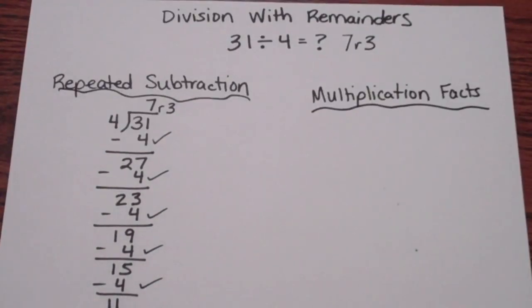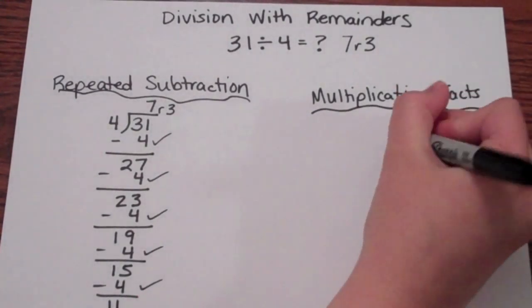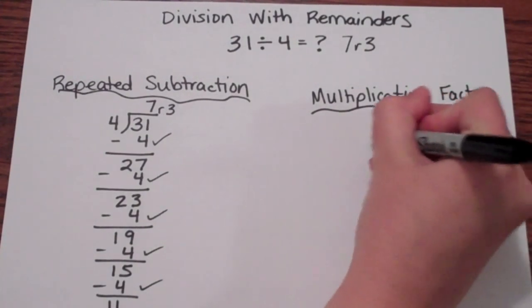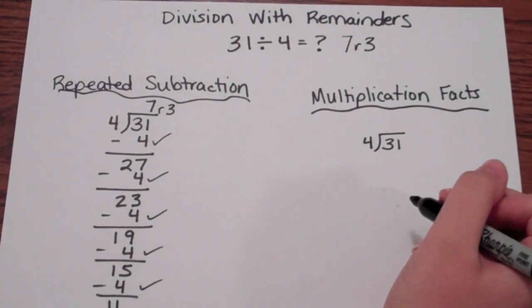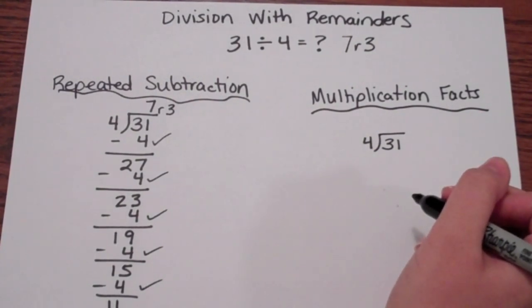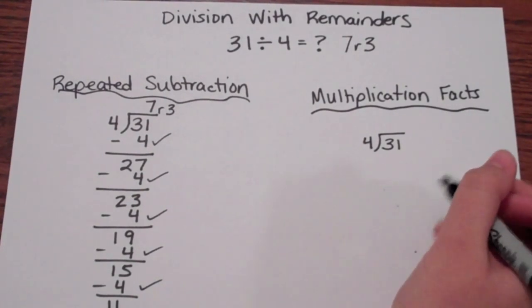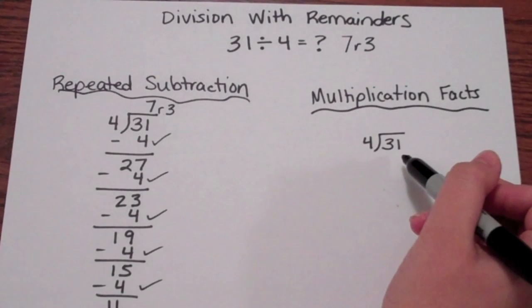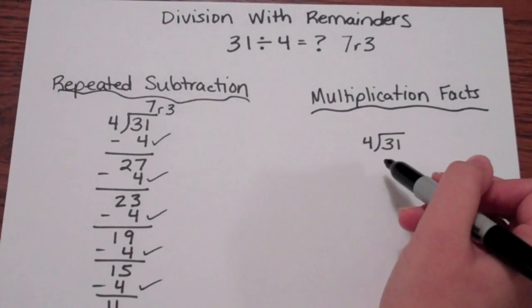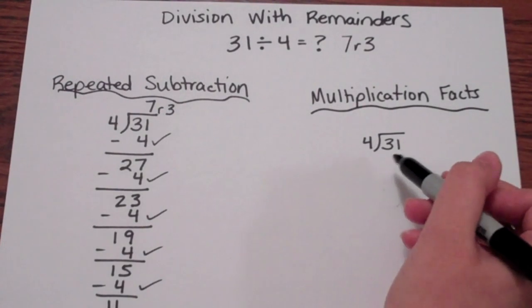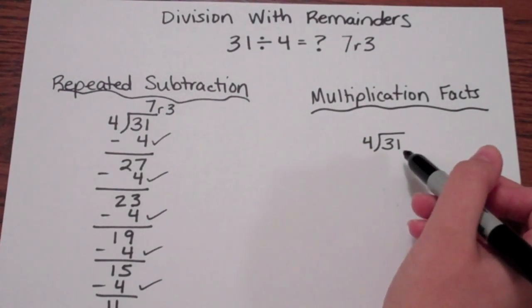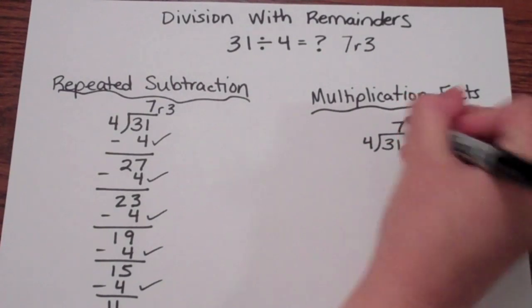The last strategy we discussed was using our knowledge of our multiplication facts to figure out the quotient or the answer. 31 divided by 4. I need to think about my multiplication facts with 4s and find the 2 factors that I can multiply together and get a product that is as close to 31 as possible but doesn't go over 31. Well, I know that 4 times 7 is 28 and 4 times 8 is 32. 32 is greater than 31, so the answer must be 4 times 7.